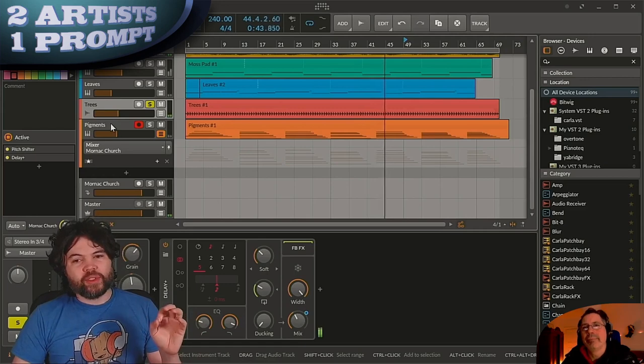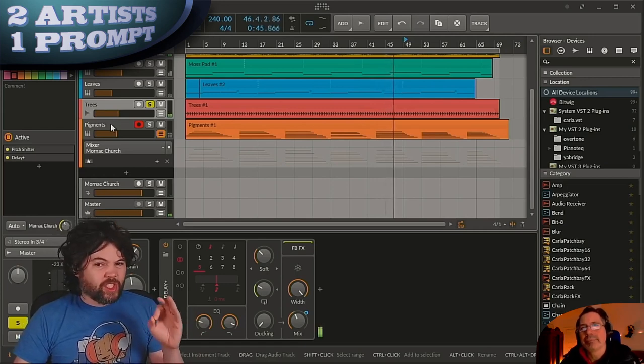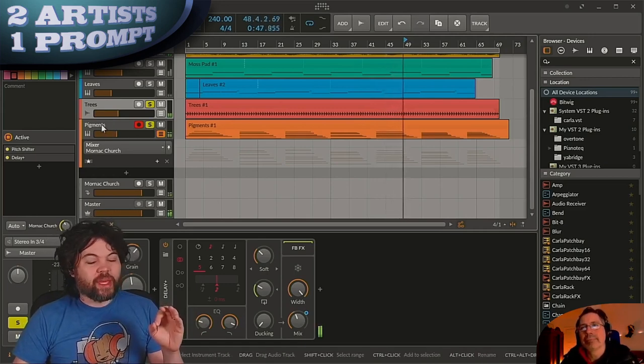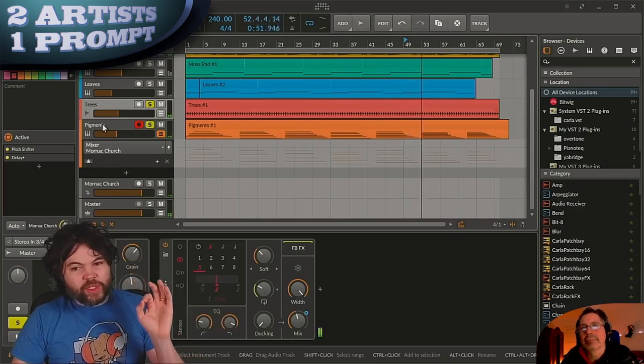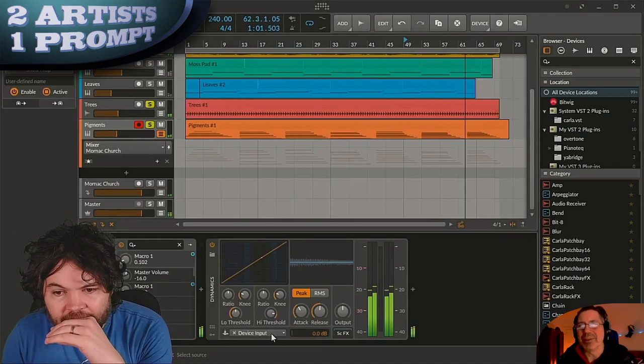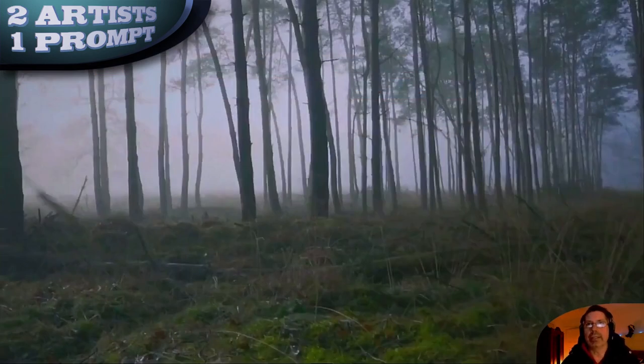So I think what I'm going to do is sidechain the Pigments sound. It's going to be ducking when the tree sound comes in. This is known as the common tree ducking technique. So let's see the result.